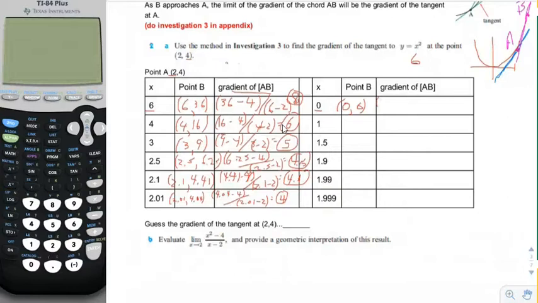So we'll take the y value of A, which is 4. We're going to subtract 0, and we're going to divide it by 2 minus 0, and that'll give us 2, right? So that's our first estimate for the gradient of the tangent, but actually this is the gradient of the chord. Then we're going to do the next point, which is going to be 1 comma 1. So we'll say 4 minus 1 divided by 2 minus 1 is equal to 3 divided by 1, which is 3.